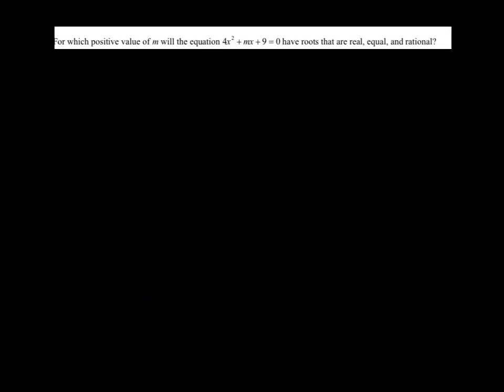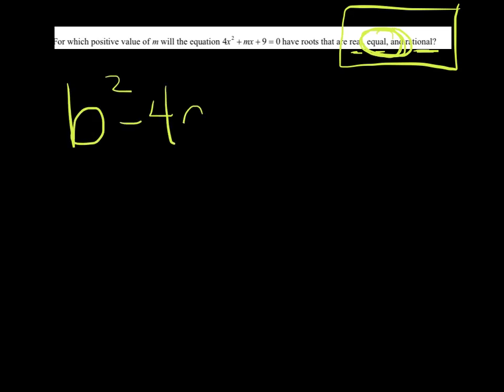Next, for which example of m will the equation 4x squared plus mx plus 9 have roots that are real, equal, and rational? So now, they kind of went backwards, and they want you to use your discriminant formula, but they're telling you what it's supposed to do. If you are real, equal, and rational, the key word to me is equal. The only time I'm equal is if my discriminant, b squared minus 4ac, actually equals 0. So that's what I'm going to do. I'm going to set this thing equal to 0.